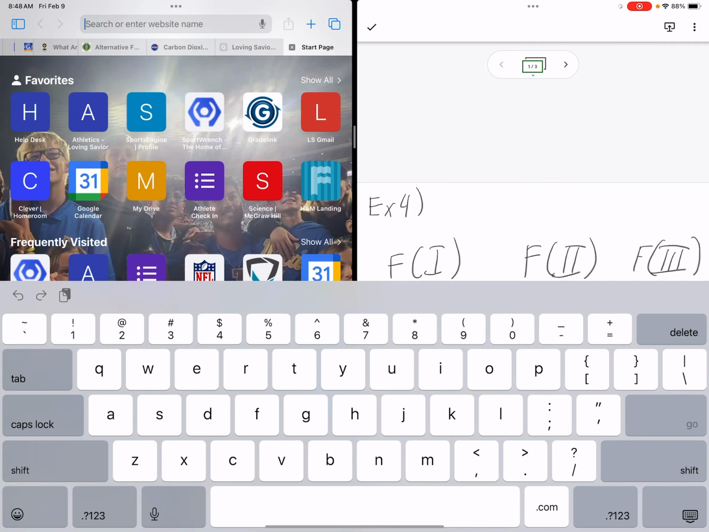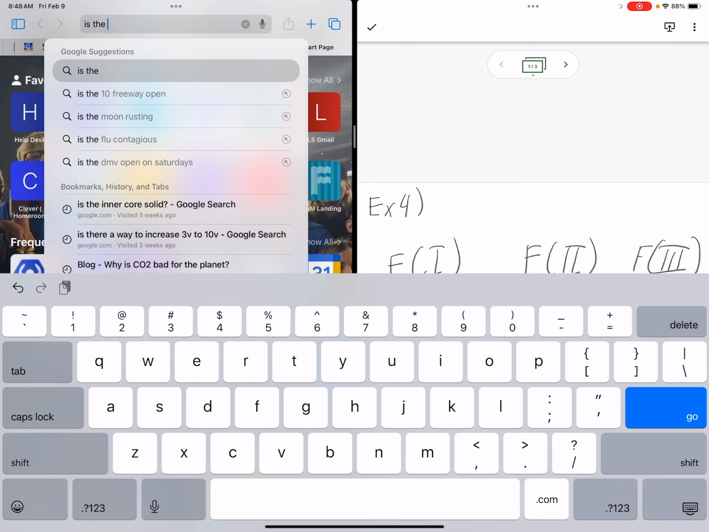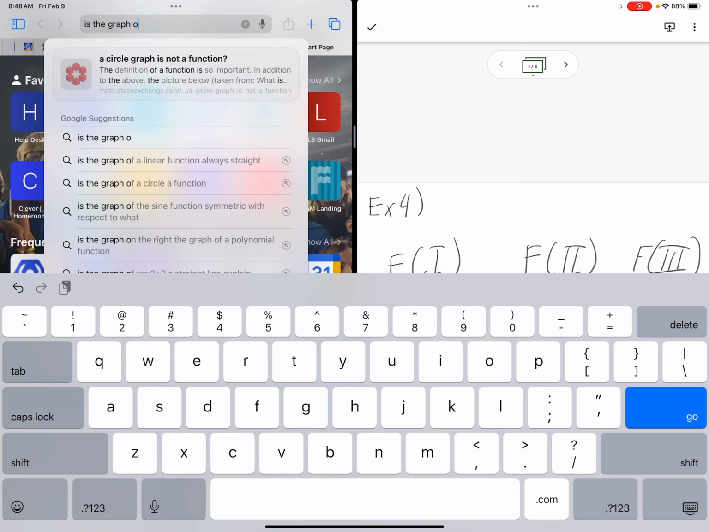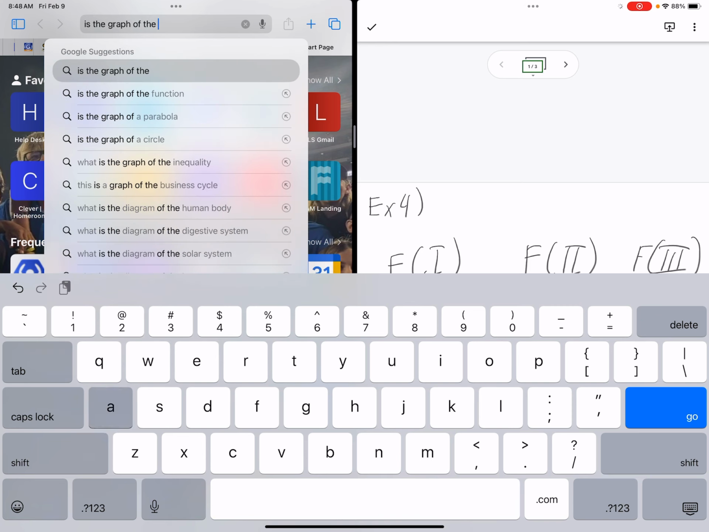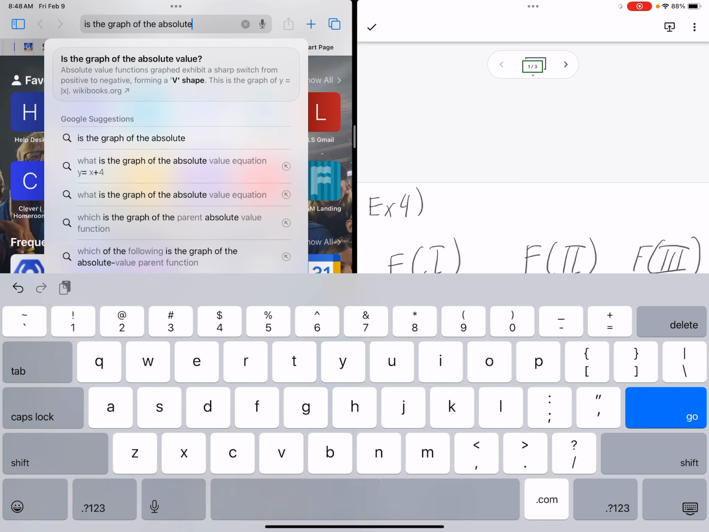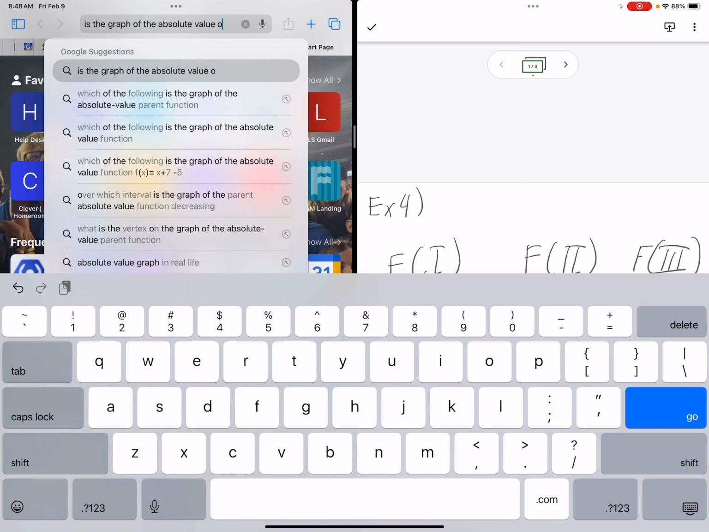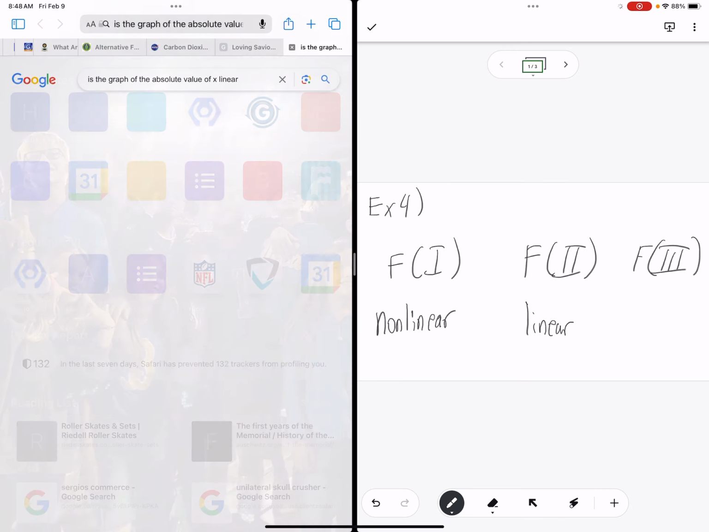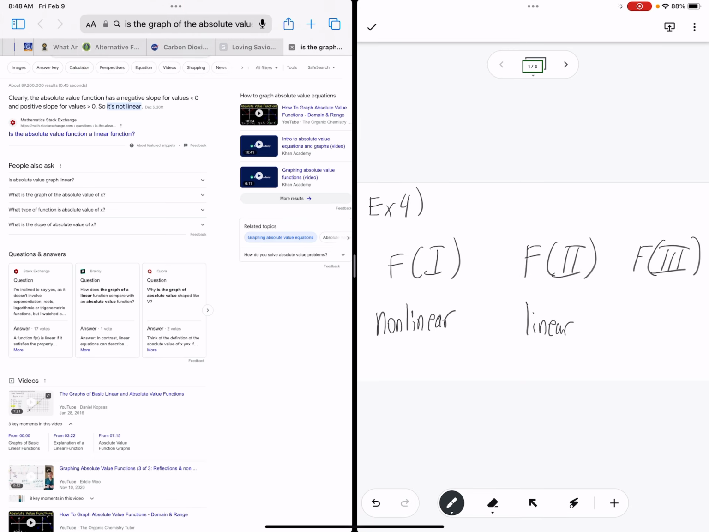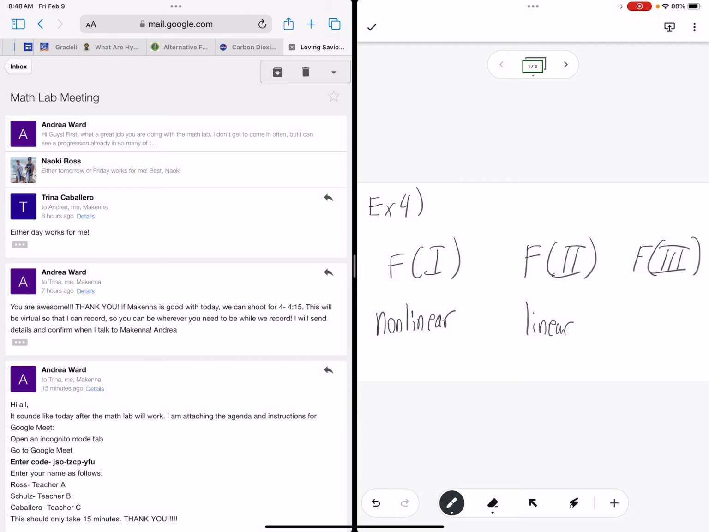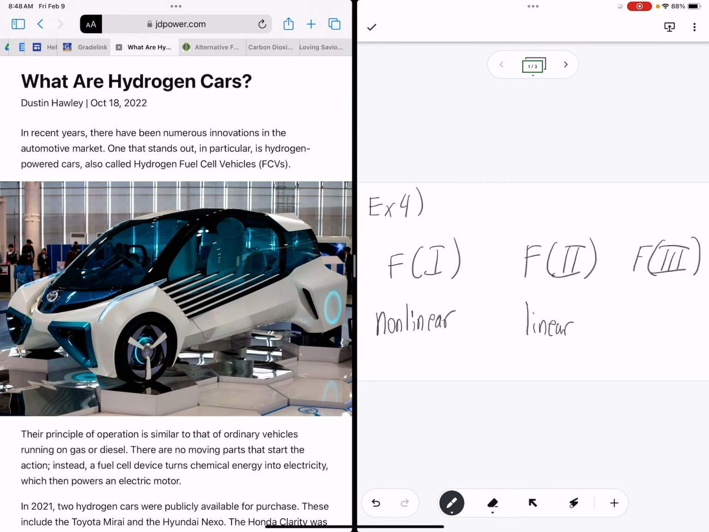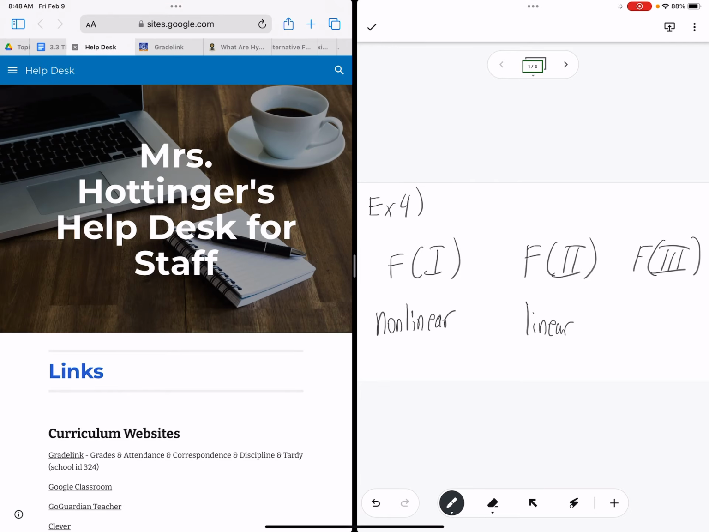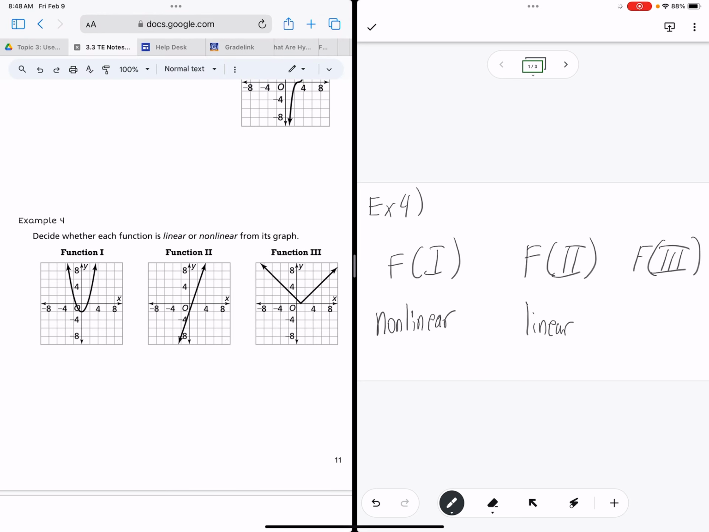And low key, let me check it. Is the graph of the absolute value of x linear? I don't think it is, but let's check. Okay. Maybe I'm wrong. Okay, so it's linear, got it. Where is it? There it is. Okay, so, Josh, function 3, is that linear or nonlinear?